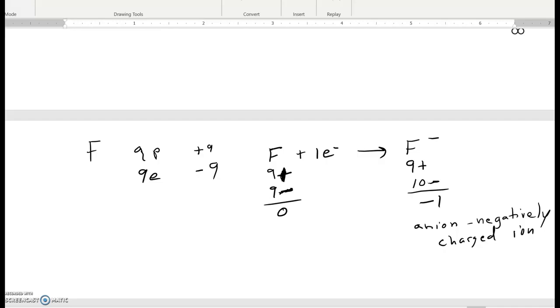Okay? So, you should be able to predict the ionic charge of group A atoms and explain how the atom has its charge.